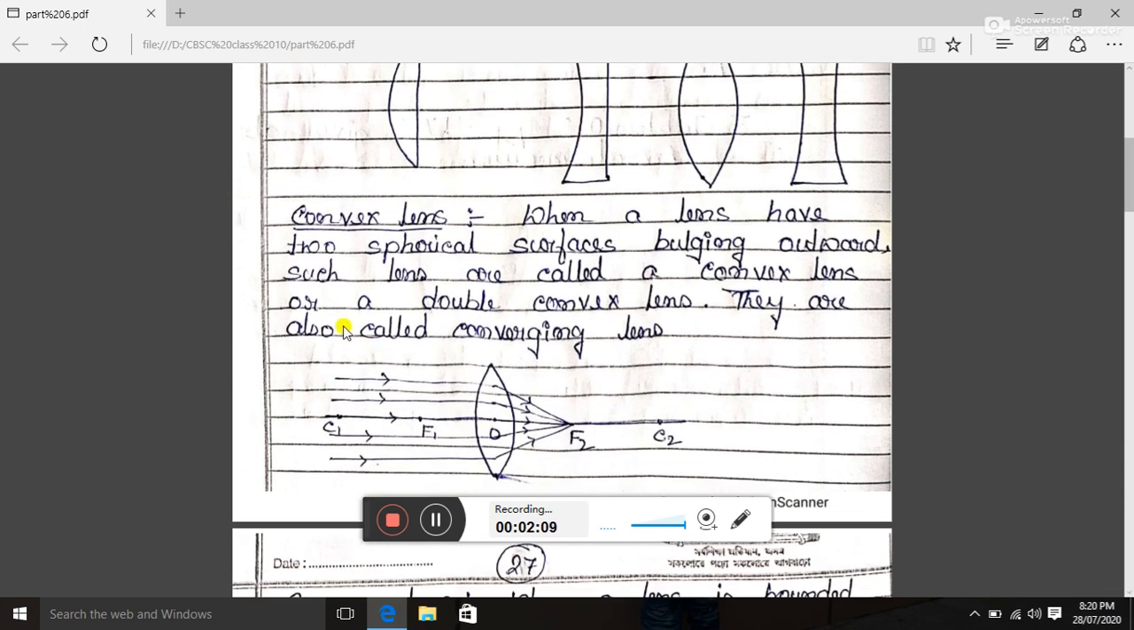So first let me start with the convex lens. In a convex lens, when a lens has two spherical surfaces bulging outward, such lenses are called convex lenses. This is a convex lens.